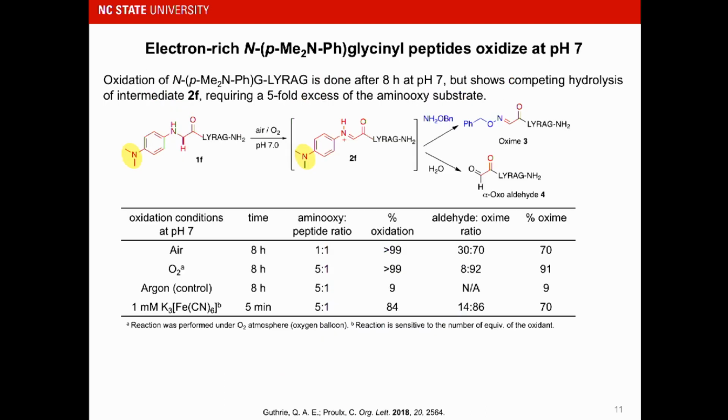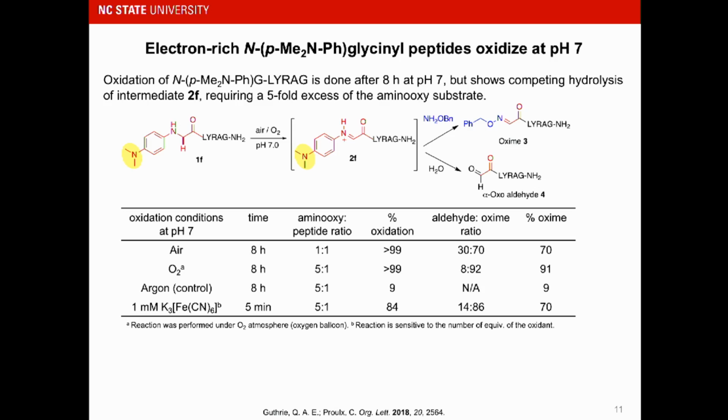Okay, so we went back and looked closely. The bar graph that we were looking at was the percent oxidation after 24 hours. So we monitored it over time a little more closely, and we were able to see that after 8 hours, this oxidation is actually complete. So we get 99% oxidation with this analog. But what you'll notice is that we get about a 30 to 70 aldehyde to oxime ratio.